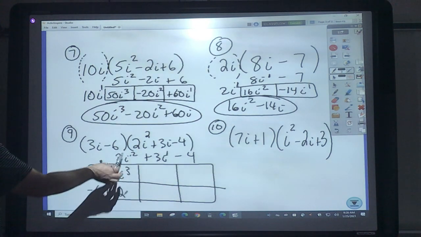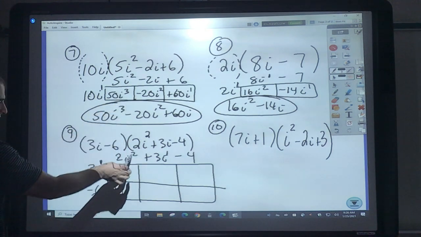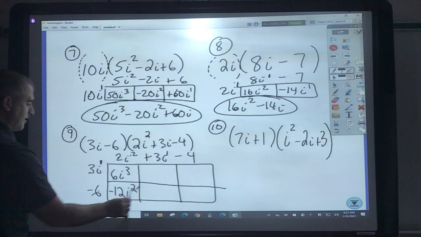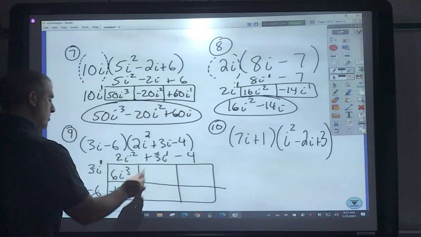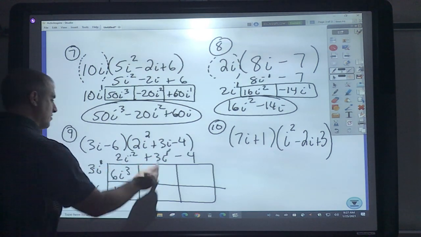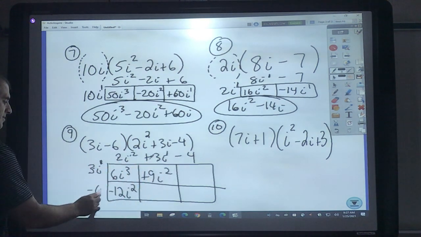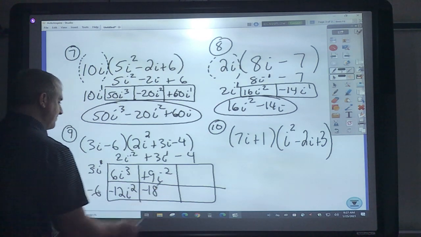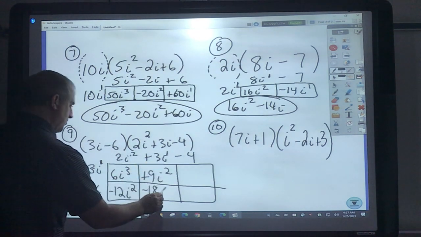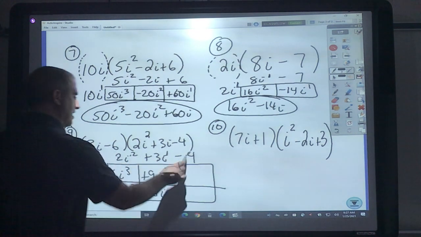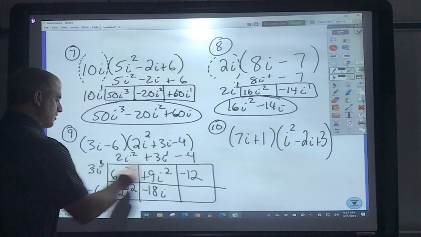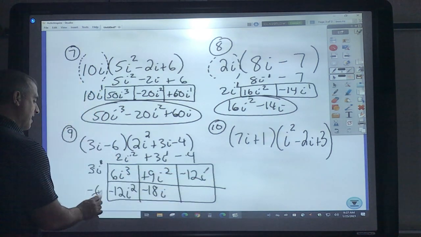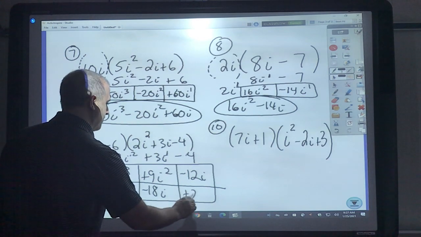Now, just like with the i's, if I don't have the variable, then you just keep this variable like it is. Okay? 3 times 3 would be 9. And if I add those, I would get 2. 3 times -6 would give me -18, just with the i. Okay? 3 times -4 would give me -12, just with the i. Okay? And -6 times -4 would give me 24.